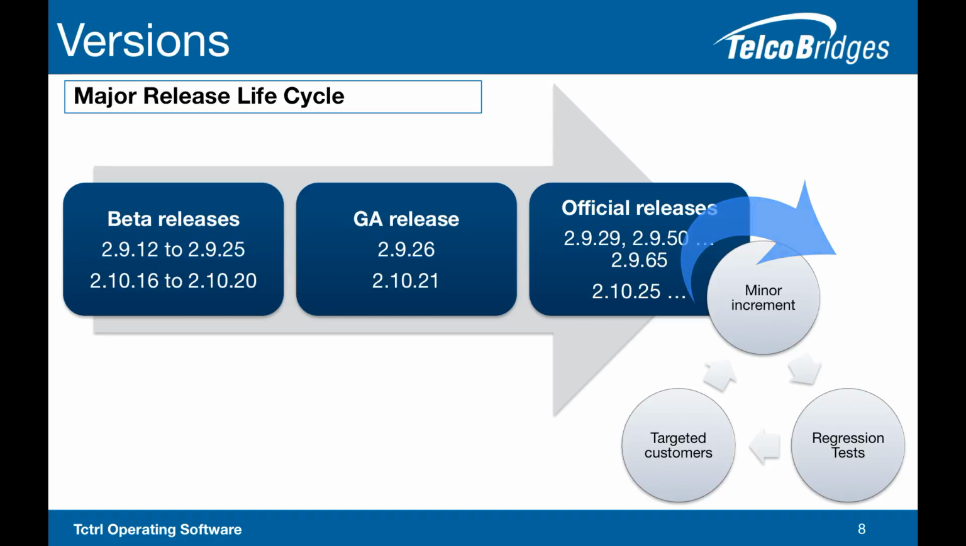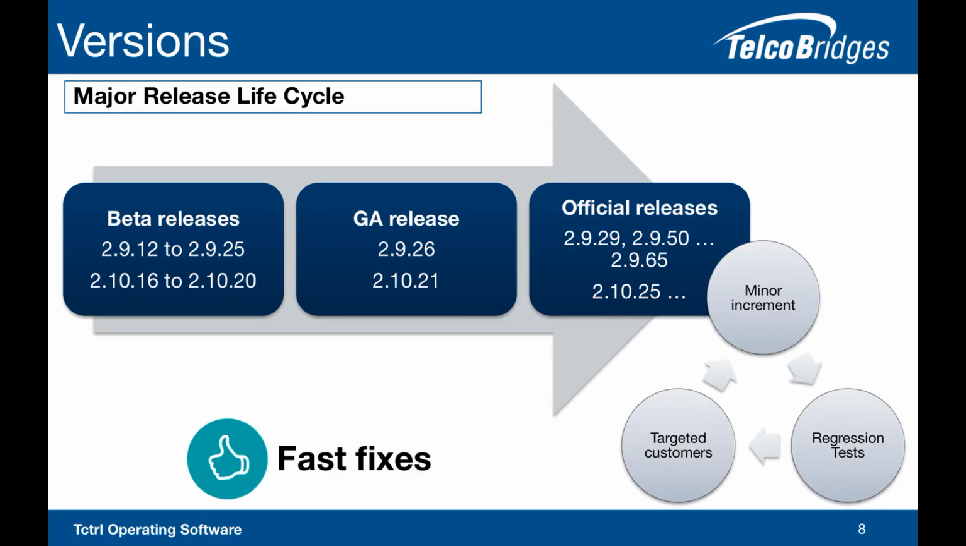There are no branches created per customer. Any fixes, patches, or enhancements are brought into our major stable branch for all customers to benefit from. With this process, we deliver fast fixes to our customers in a matter of days. Once a minor release has been distributed to a critical mass of customers, TelcoBridges announces a new official minor release.